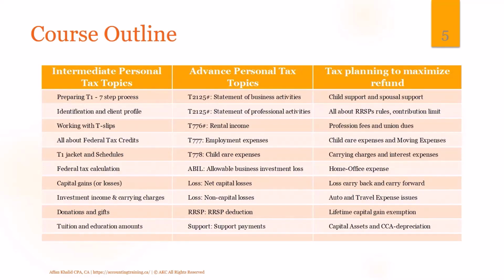I've also highlighted some specific sections that we'll be covering. As you can see, the intermediate personal topics include the 7-step process I have defined to prepare a personal tax return, identification, working with T-slips, tax credits, T1 jacket, federal tax calculation, capital gains, donation, and tuition credits. Some of the advanced topics include T2125, statement of business activities, T776, form for rental income, employment expenses, childcare, allowable business investment losses, net capital losses, and RSP support payment.